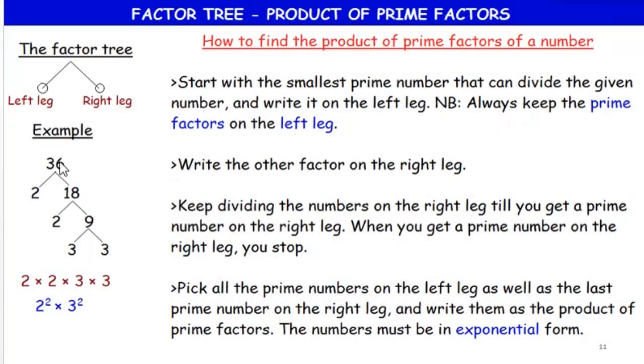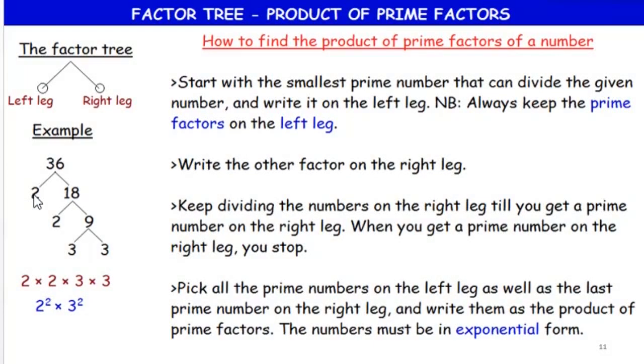so long as the number here is an even number, the smallest prime number that can divide the number up here must be 2, because 2 is the smallest even prime number, right? So that is it. And then we always keep the prime factors on the left leg. Don't forget this. We always keep the prime factors on the left leg, right? So that is step 1.